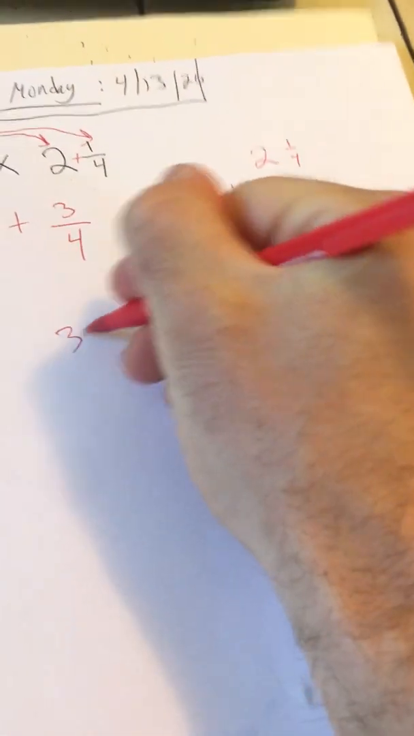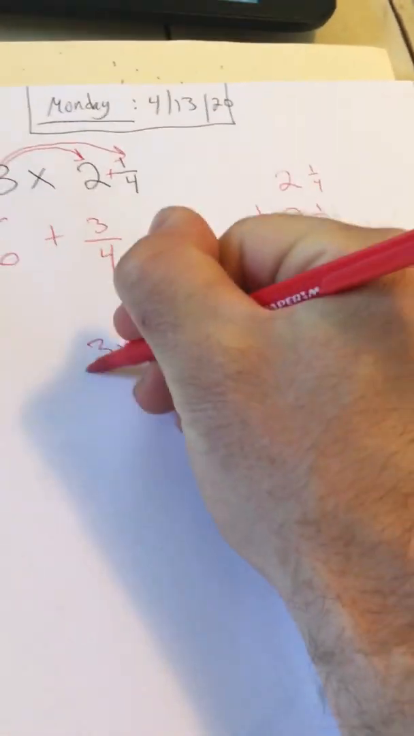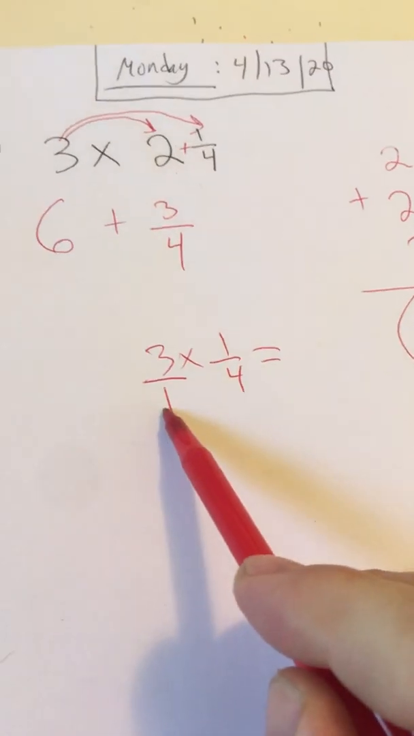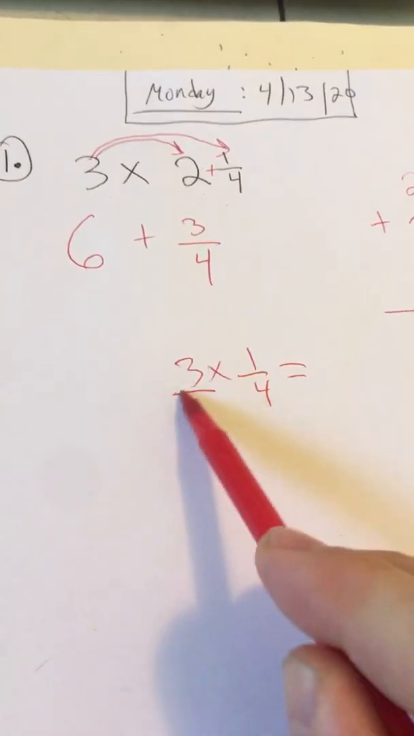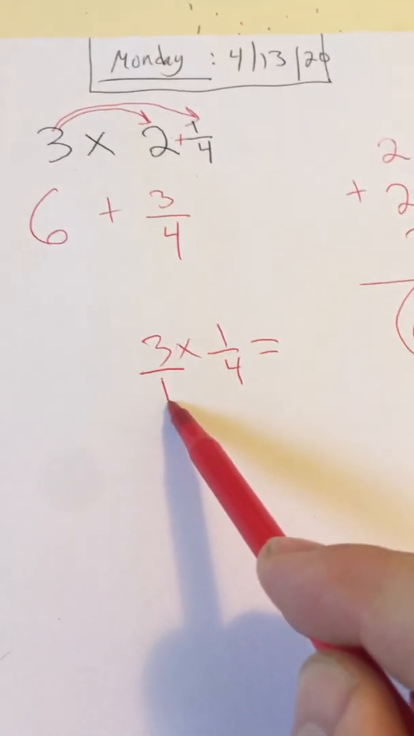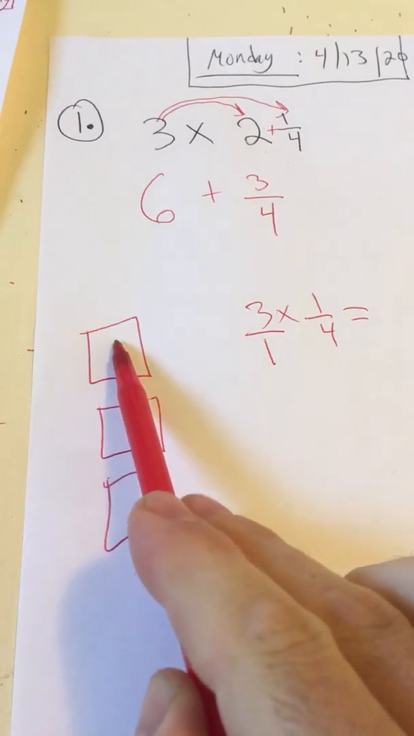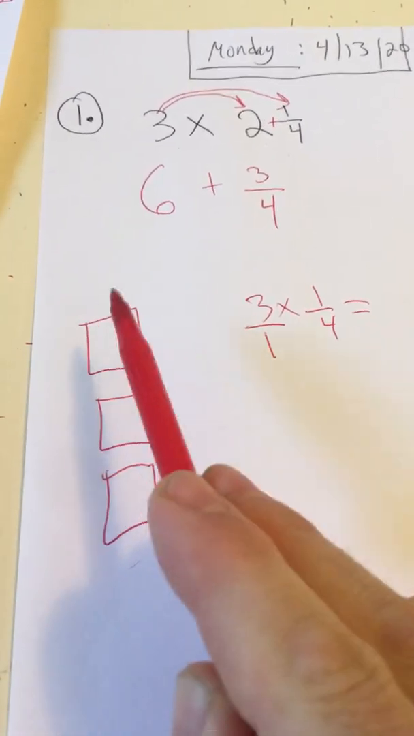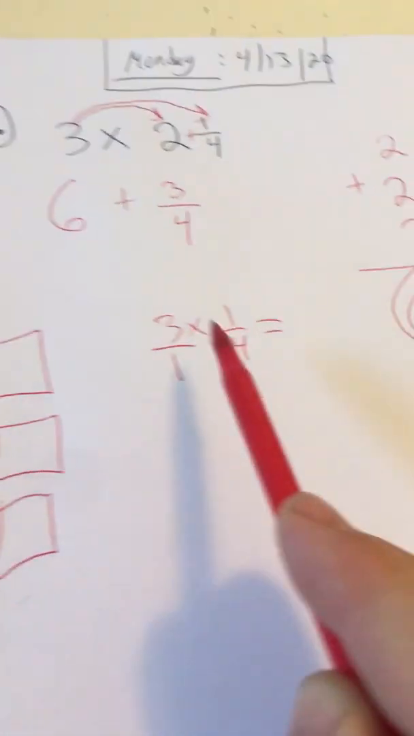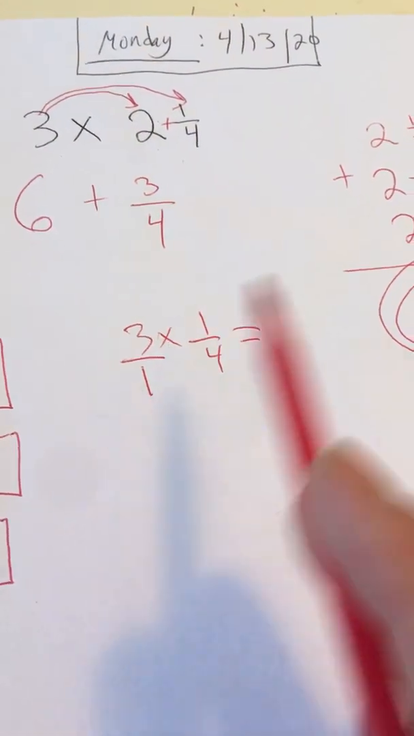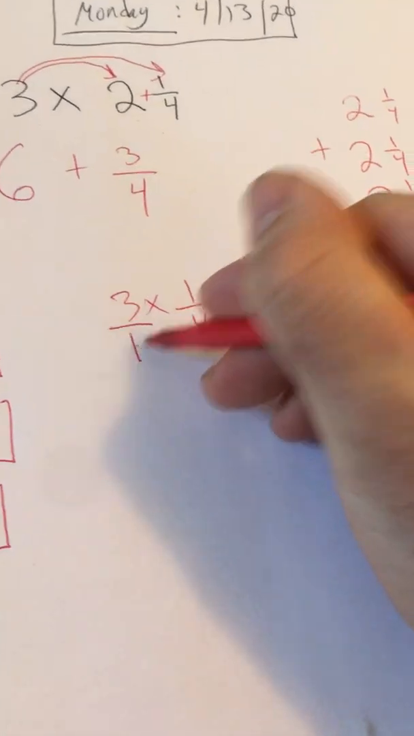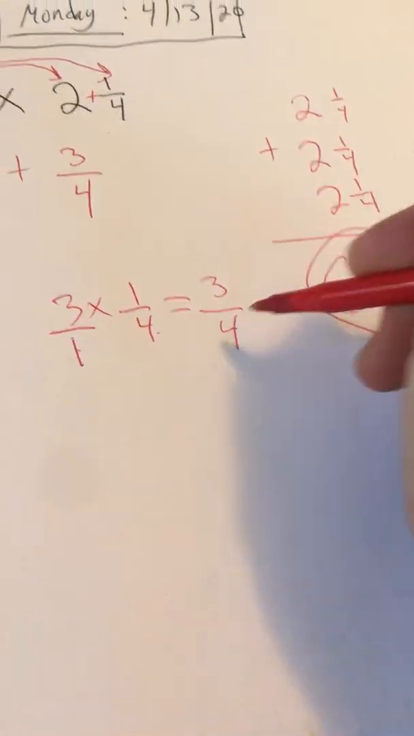All right, if you did 3 times 1/4, you can write 3 as a whole number with the 1 in the denominator because the denominator tells you the total number of pieces in each whole. So if there's 3 wholes, each whole only has 1 piece. So when we have a whole number like this, 3, we can write it as a fraction with 3 over 1. Then we just multiply the numerators. 1 times 3 is 3, and multiply the denominators. 1 times 4 is 4.